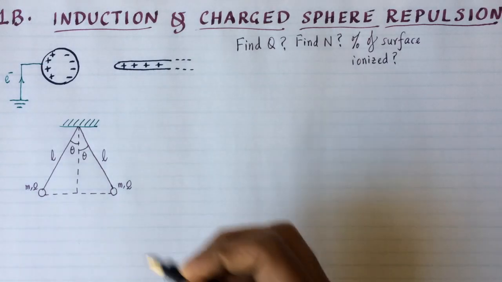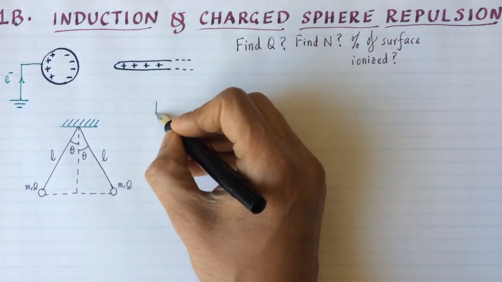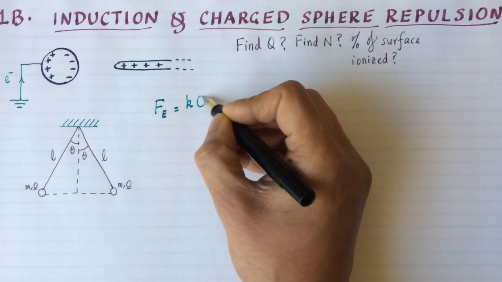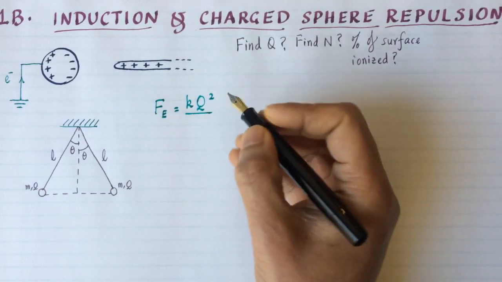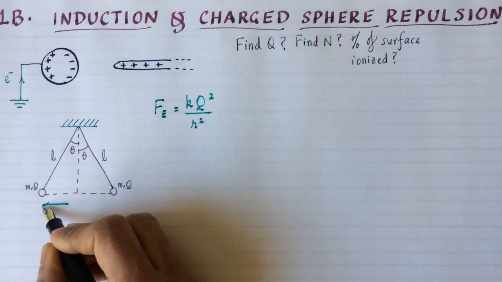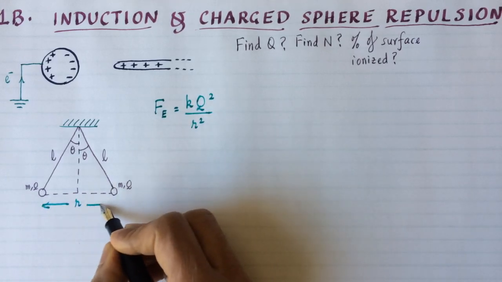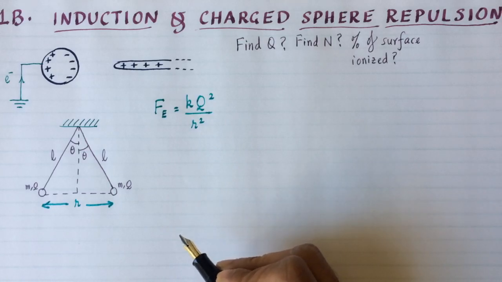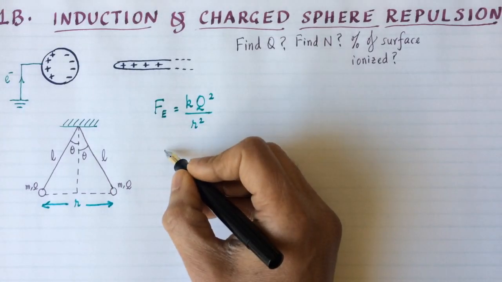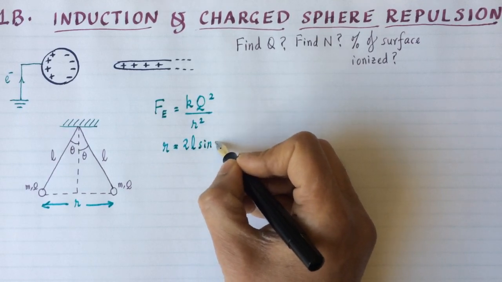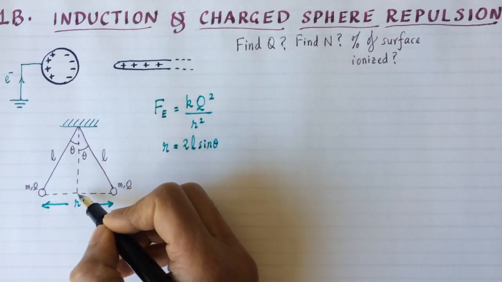The law that helps us solve this free body diagram is Coulomb's law. The electric force is given by kq1q2 over r squared. In this case, the q's are the same, so it's kq squared over r squared, where r is the distance between the two spheres. Assuming these are really small spheres, we can take this radius to be that between the centers of those two spheres. By geometry, r equals 2 times L sine theta, because L sine theta is this distance and r is 2 times that.